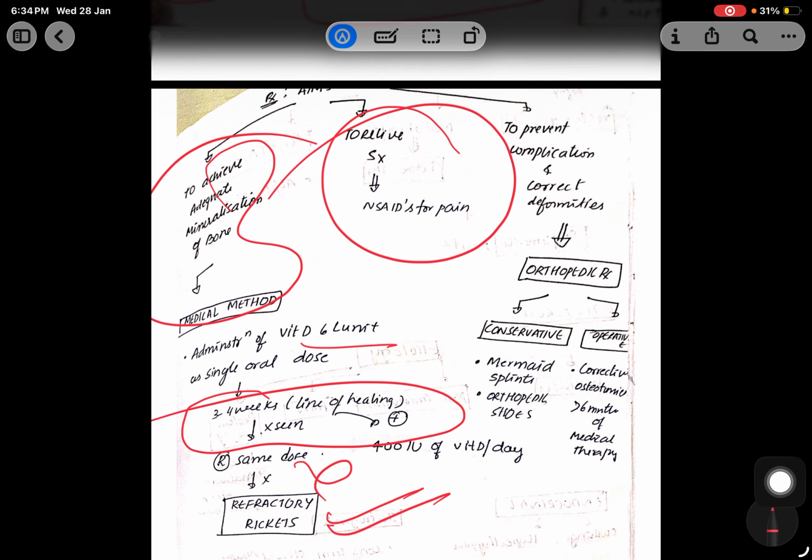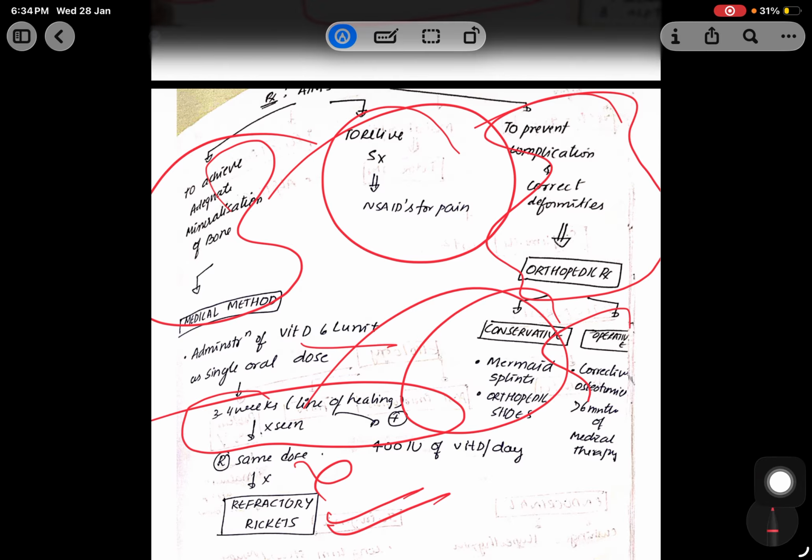Again, to relieve symptoms, obviously you give NSAIDs for pain. Again, to prevent all these things, you have to decide based on the age of presentation, either you can go with conservative or operative management.